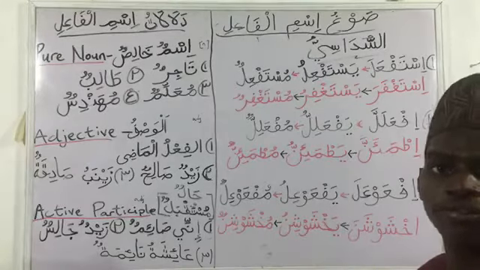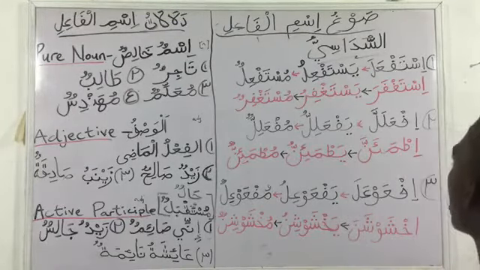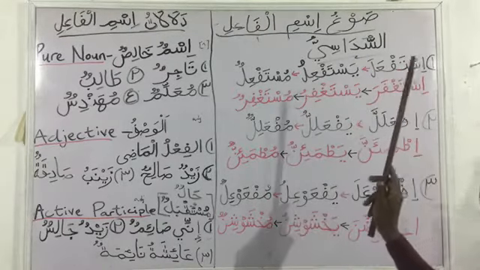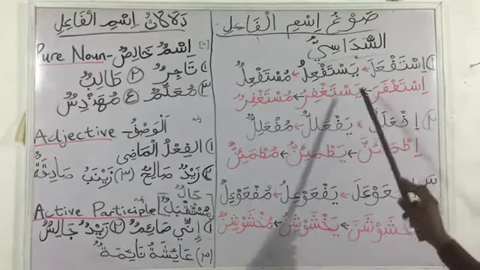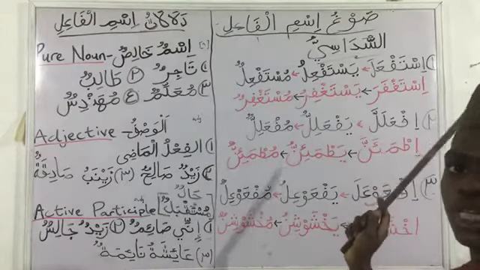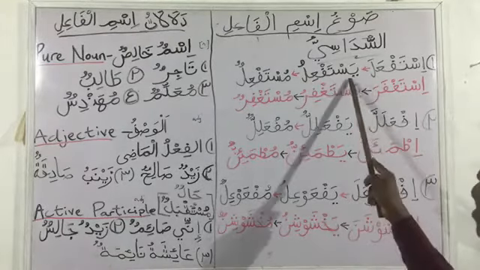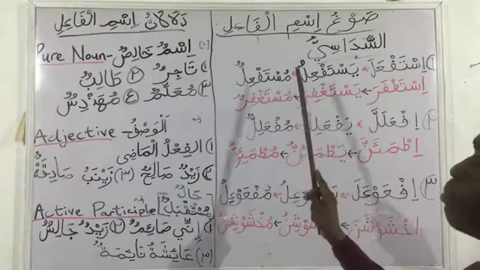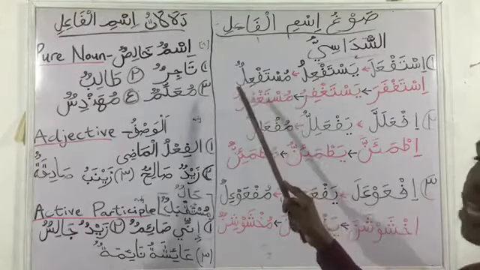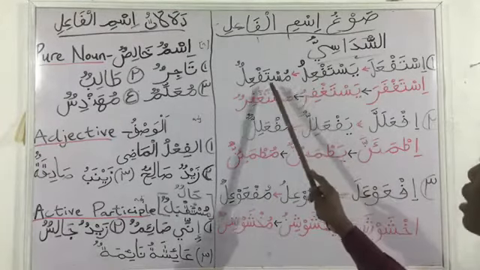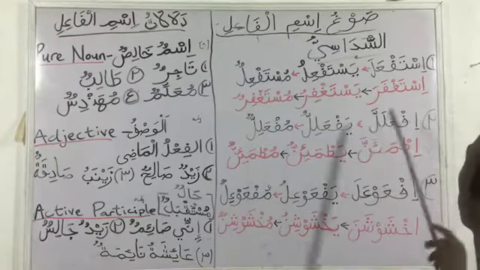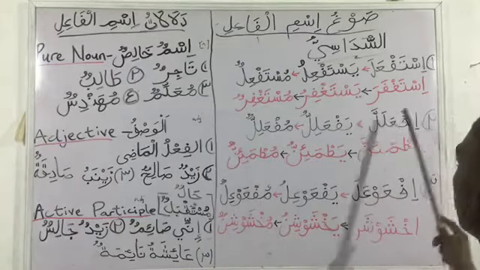Exactly the same procedure that we followed for the 4 letters and the 5 letters. We take the Fi'l Madi, in this case istaf'ala. We take it to Fi'l Mudari, and we have yastaf'ilu. Then when we want to turn it to Ismul Faa'il, we remove the harf al-mudari and replace it with a Meem Dammah. Then the second to the last letter, we ensure it is taking a kasrah, and we have mustaf'ilun.